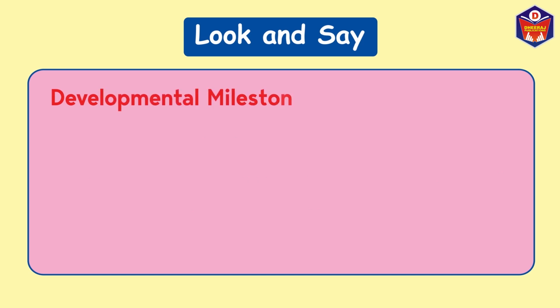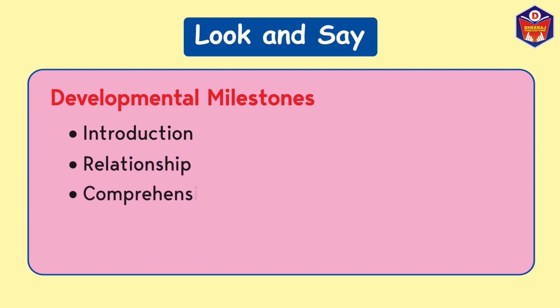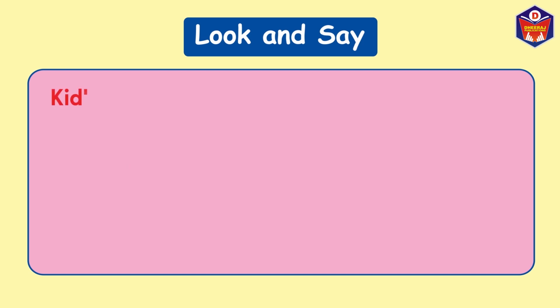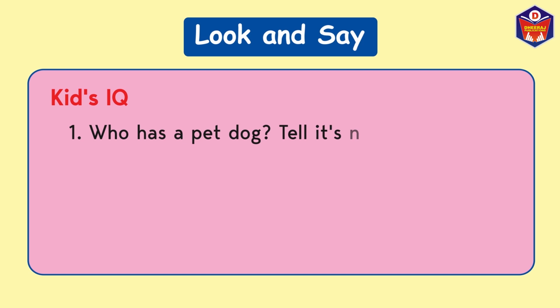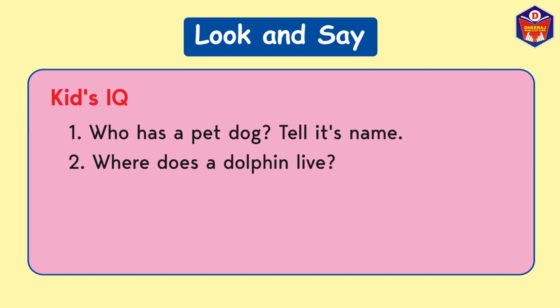Developmental Milestones. Introduction, relationship, comprehension. Kids IQ. Question 1. Who has a pet dog? Tell its name. Question 2. Where does a dolphin live?